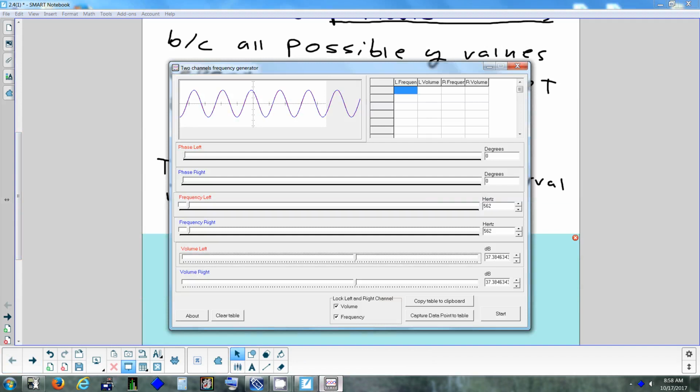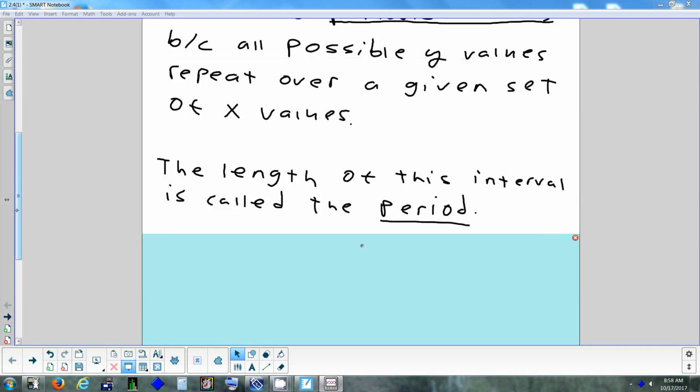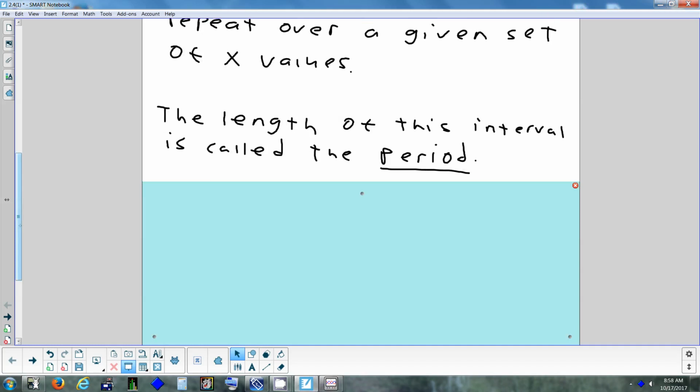We can make it a really long period. So that's a wave that's been really stretched out, and now it has to go a lot further before it starts repeating. Or I can compress it, like that. So now it's compressed, and the period is a lot shorter. The amount of time it takes to go through all the different values is much shorter. So that is called the period.